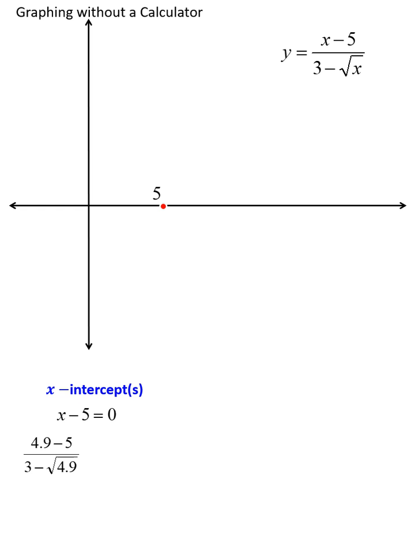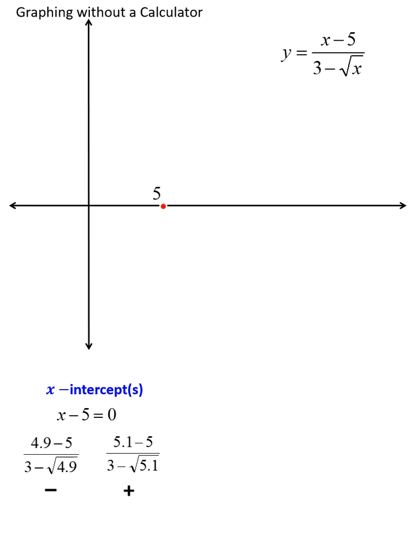We'll try 4.9 first. Convince yourself that this is a negative quantity. The numerator is negative. The denominator has to be positive because the square root of 4.9 has to be 2 point something, and 3 minus 2 point something is a positive number. Now, slightly to the right of 5, convince yourself that this is a positive quantity. It ends up being a positive divided by a positive.